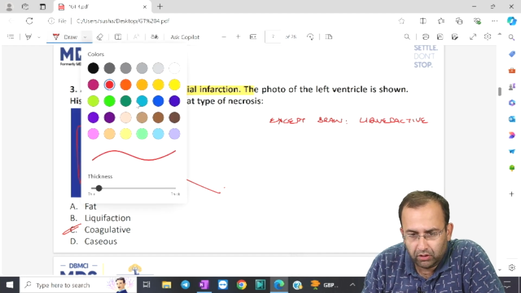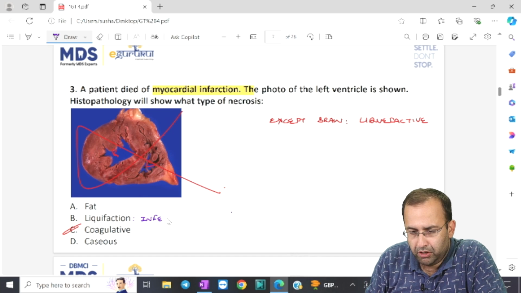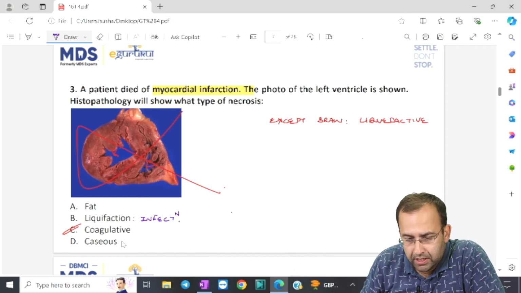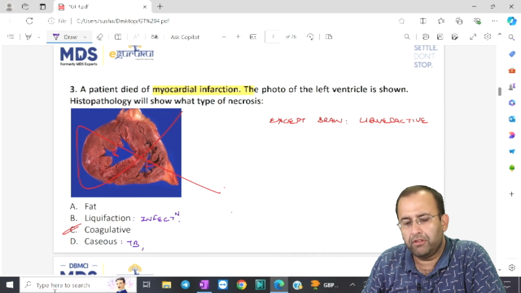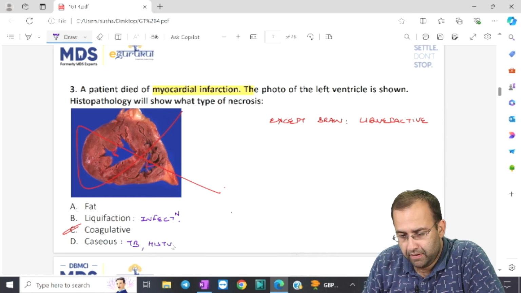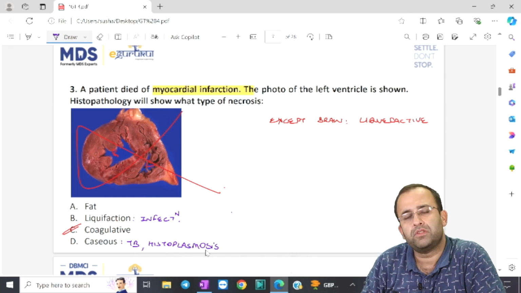Liquefactive necrosis, on the other hand, is associated with infections: ischemia of the brain and infections, bacterial or fungal infection. Caseous necrosis, everybody is comfortable with TB. Other than TB, it is also associated with fungal infections, that is histoplasmosis.